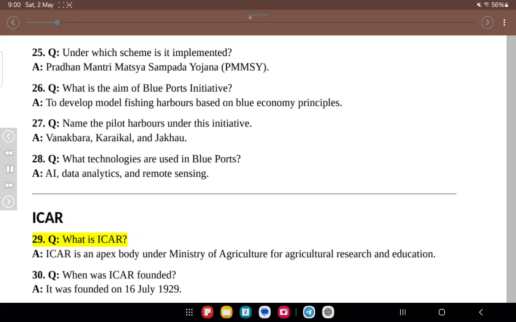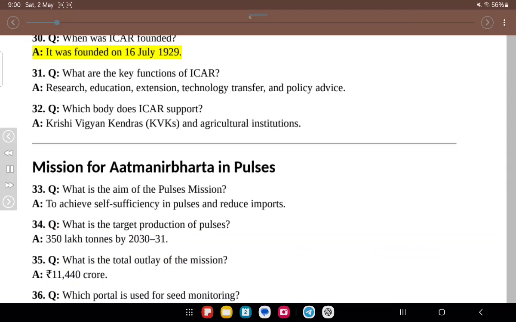ICAR. 29. Q. What is ICAR? A. ICAR is an apex body under Ministry of Agriculture for agricultural research and education. 30. Q. When was ICAR founded? A. It was founded on the 16th of July 1929.